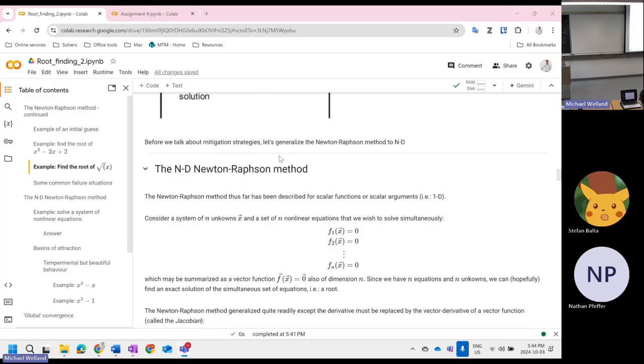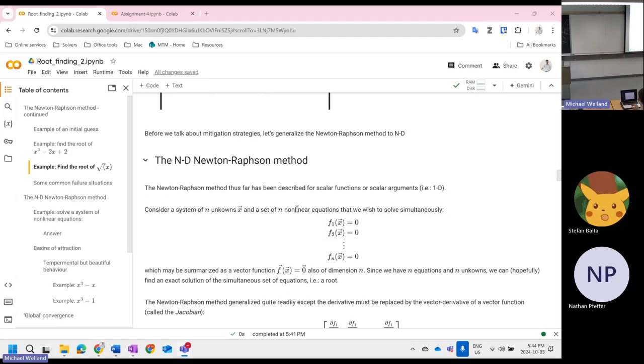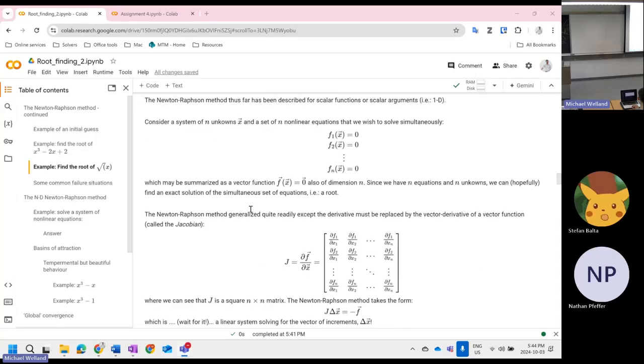Okay, before we talk about mitigation strategies, let's talk about generalizing it to ND. So the ND Newton-Raphson method is very, very similar. It generalizes very cleanly, except that you have to expand your notation a little bit. Given a system of n unknowns and n equations, we have a system of equations that we want to solve simultaneously. This should be very familiar at this point. We did the linear ones, now we're doing the nonlinear ones.